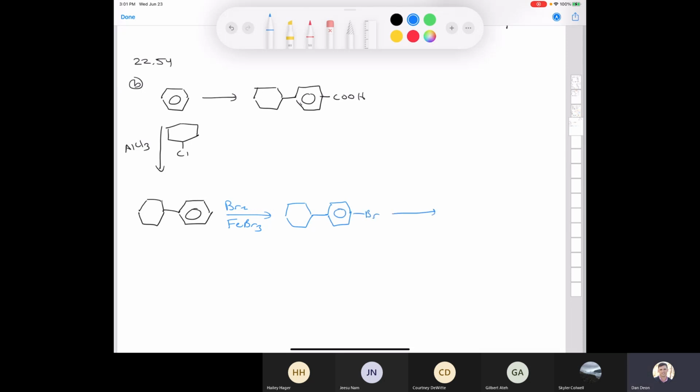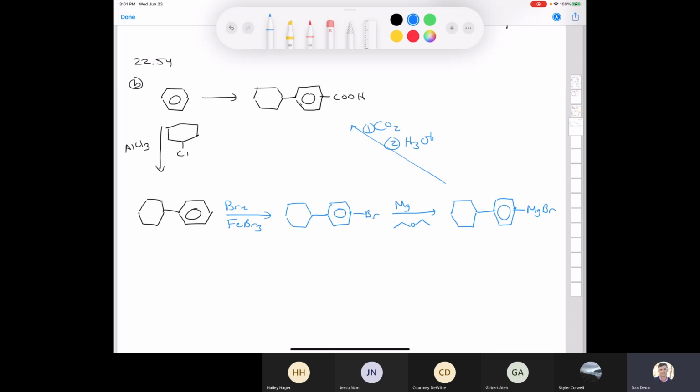Then we would treat this with magnesium in diethyl ether. So I'll just write my diethyl ether like this. This will give me my Grignard reagent. So I'm going into a lot of detail here, probably more detail than the book does, but then you have your MgBr. Then what you would do is you would treat that with carbon dioxide in the next step. And then in the last step, you just treat it with acid. And that's going to give you the carboxylic acid.